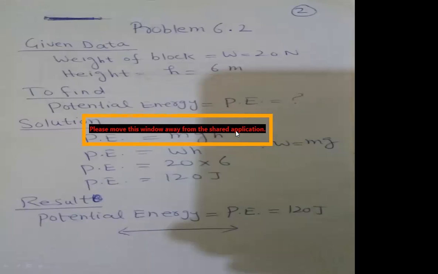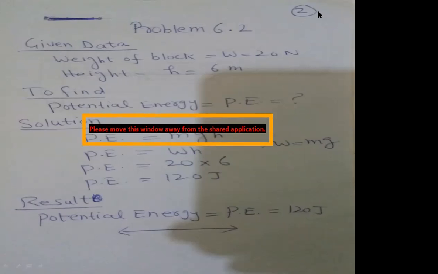PE is equal to mgh. I replace mg with W, since mg is equal to W. So PE is equal to W times H. Just put in the values. W is 20 Newton, which is given to me, and height is also given to me, which is 6. So if I multiply 20 by 6, it will be 120 joule. So my required potential energy is equal to 120 joule.